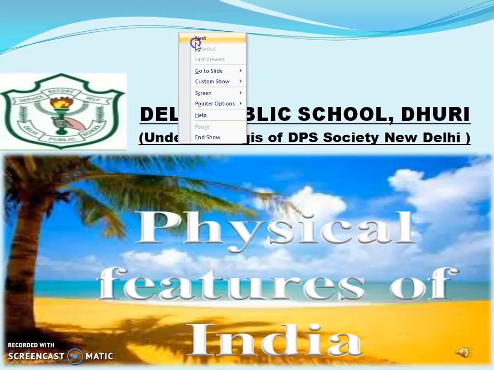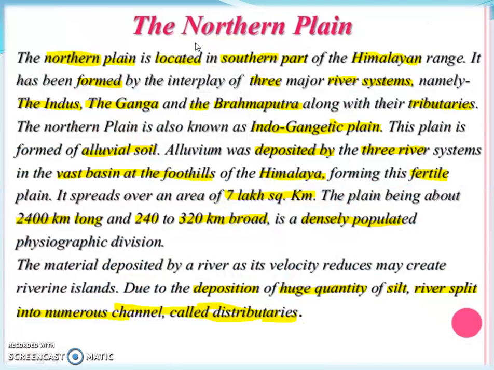First, we have the Northern Plains. The Northern Plains are located in the south of the Himalaya, and these are mostly formed by the three major river systems of India. First, we have the Indus, second, the Ganga, third, the Brahmaputra, and by their tributaries. So, these Northern Plains are also known as the Indo-Gangetic plains.